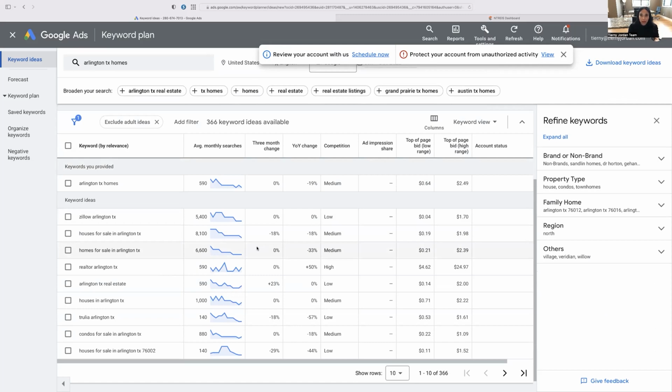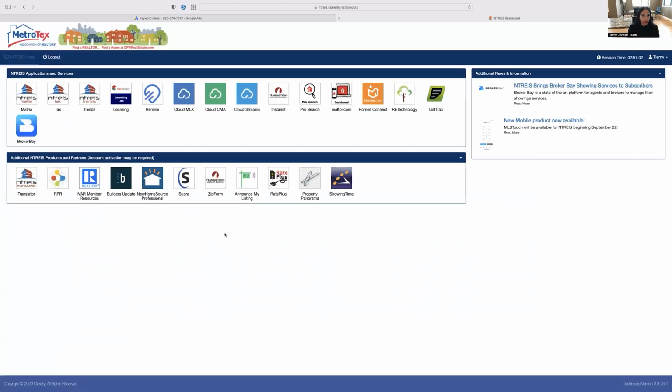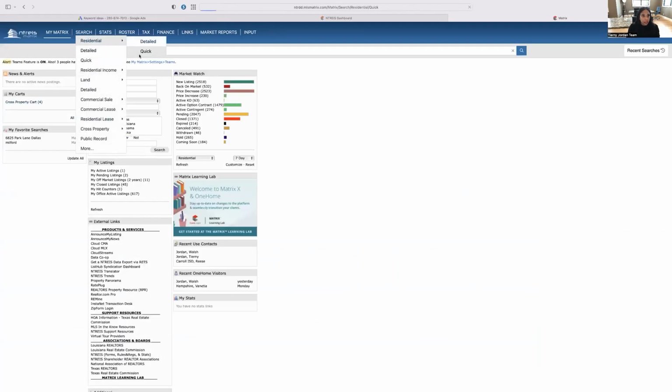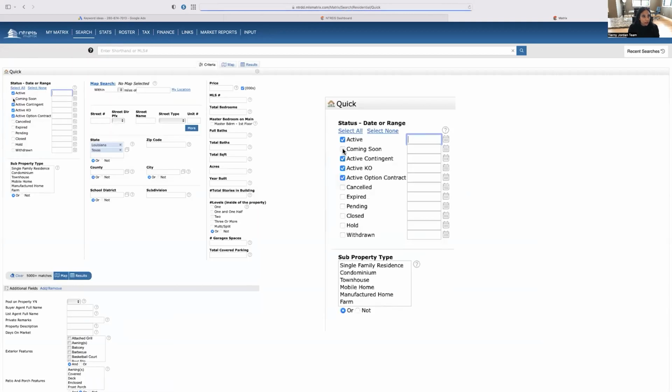Now, the other thing that I'm going to do, I'm going to pull up my MLS and I'm going to see how many houses are available right now in Arlington.